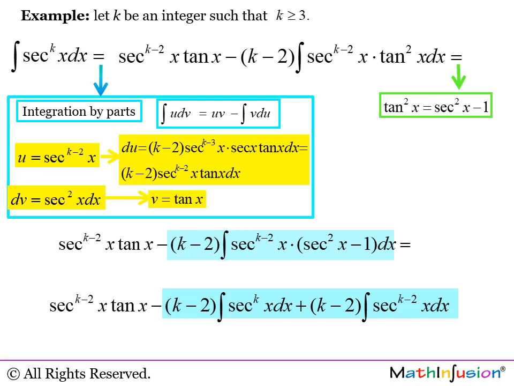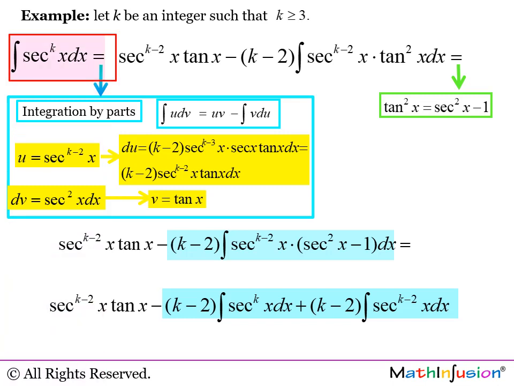Observe that we get two kinds of integrals now. We get the integral of secant^k x dx, and also we get secant^(k-2) x. The first one is what we are looking for. The second one is already a reduction, because instead of having an integral of secant^k x dx, we have an integral of secant^(k-2) x dx.